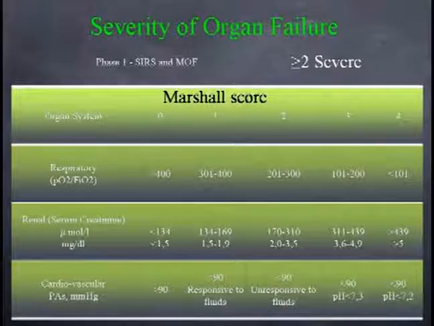In terms of severity of organ failure, people have used the Marshall score, which is one of the grading systems for organ failure. You give points from 0 to 4, depending on the severity of the organ dysfunction. So respiratory, PaO2-FiO2 ratio, serum creatinine, evaluating renal function, and cardiovascular by looking at blood pressure, systolic blood pressure. So the sicker you are, the more points you're going to get.